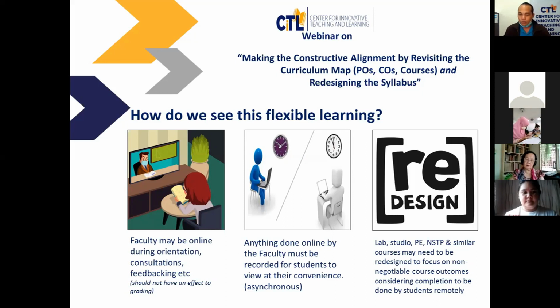So lab, studio, PE, NSTP, and similar courses may need to be redesigned to focus on non-negotiable course outcomes, considering completion to be done by students remotely. So it's more of changing the design for the students, because as we all know, students don't learn in a uniform manner. Different personalities, different students, different ways of learning, different ways of thinking. So it's very obvious that we instructors need to create a strategy to cater to most of these differences and diversity among students. So that's what's nice about adjusting for learning.